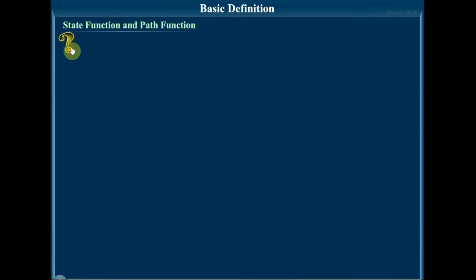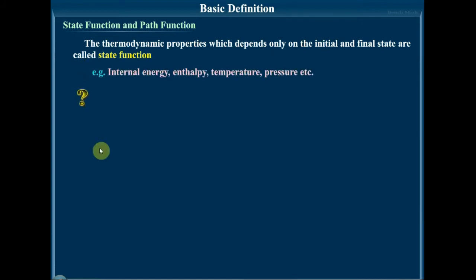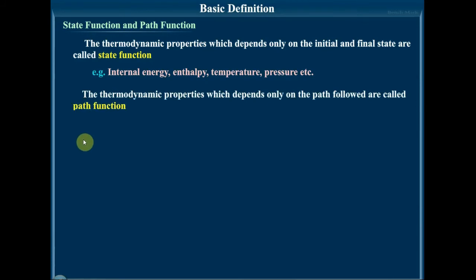So let us go through it. The thermodynamic properties which depend only on the initial and final state are called state functions. Examples: internal energy, enthalpy, temperature, pressure, etc. We'll be learning the difference between internal energy and enthalpy. Enthalpy is also a form of energy, but the main difference we'll be learning in this chapter. The thermodynamic properties which depend only on the path followed are called path functions, and as I told you earlier, heat and work both are path functions and not state functions.